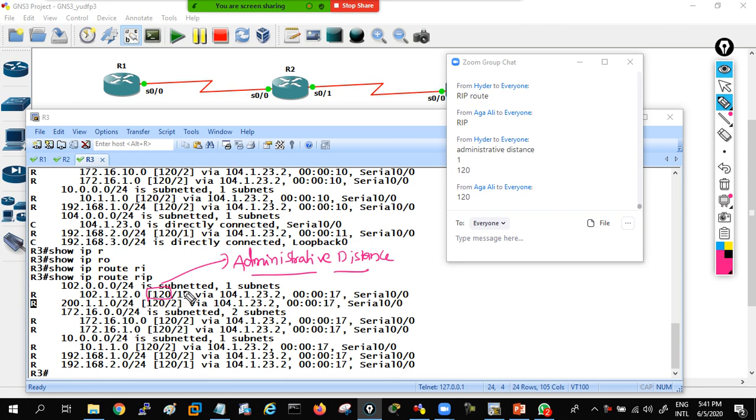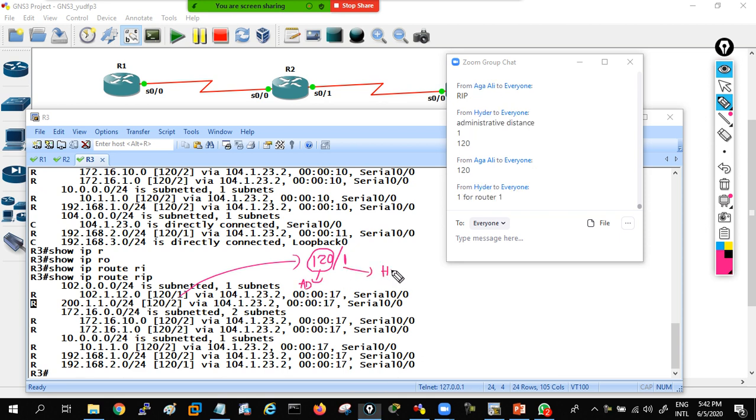And here, if you see, it's showing 1 here and here it's showing 2. What is this? This is what we need to discuss now. Everybody take a close look there. It's showing 120/1. You understand 120 is the administrative distance. What is this 1? 1 is nothing but a hop count. It's a metric.